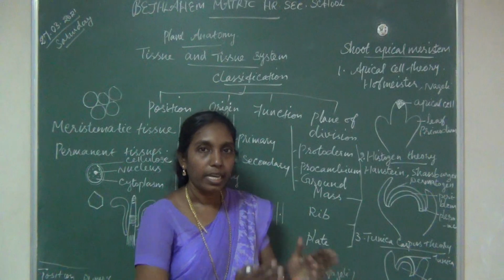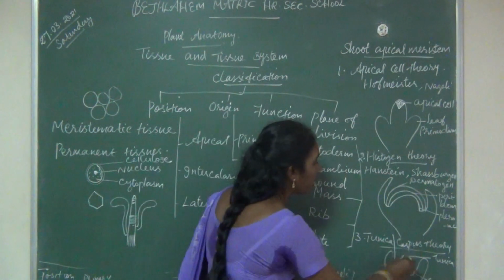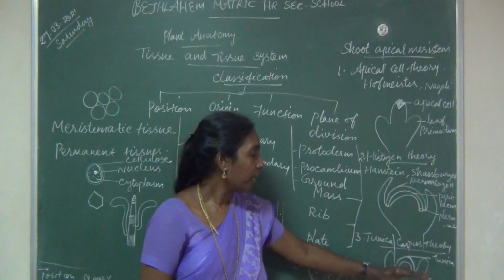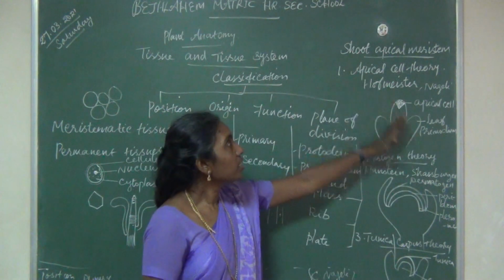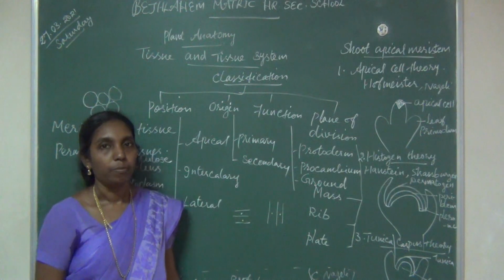Then tunica corpus theory. The entire shoot apex is divided into 2 regions, namely the tunica and the corpus. Tunica is the outermost region and corpus is the innermost region. So based on this, there are 3 theories of shoot apical meristem.